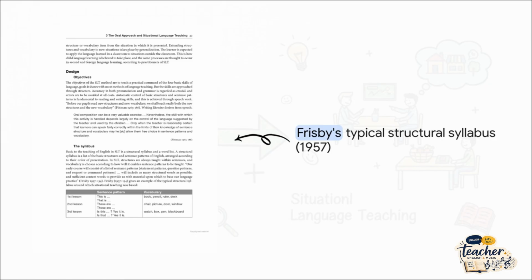The entire English language is broken down into underlying sentence patterns. And what's really fascinating is that vocabulary, words like book, pencil, chair, is chosen purely based on how well it helps the teacher demonstrate the underlying grammar pattern, like this is or these are. The golden rule was that simple forms must always precede complex ones.